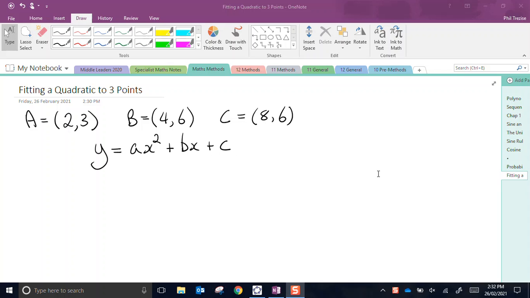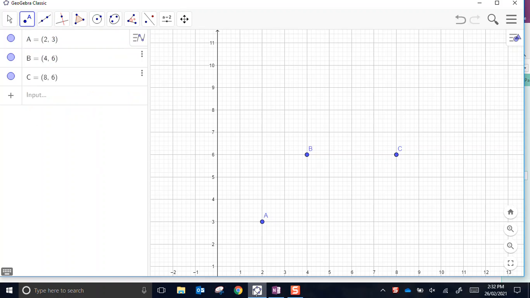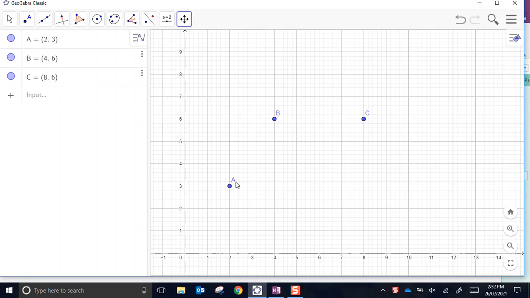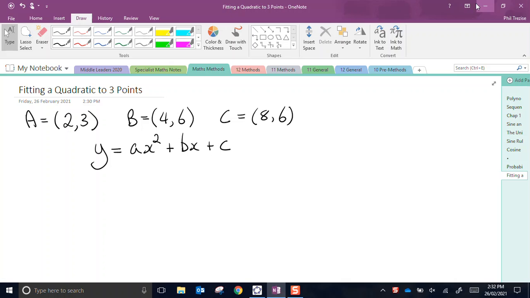Hi everyone. Today's lesson is going to be about fitting a quadratic equation if we have been given 3 points to work with. I've set up a GeoGebra where I've got 3 points A, B and C with these coordinates, and my job is to find a quadratic formula which will hit exactly these 3 points. So let's see how we do.